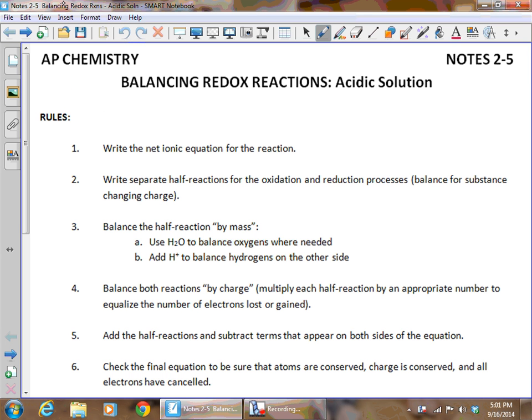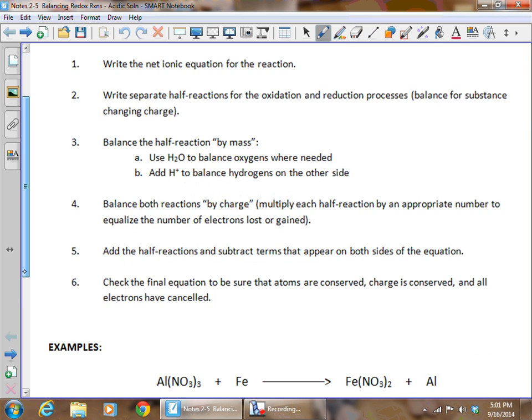Today we're going to talk about balancing redox reactions, and specifically in acidic solution. There are a variety of rules that you can go by in order to balance these reactions, and I'll be referring back and forth to these, but in all honesty, I don't just sit and read through them because you can do that on your own. What we're going to do is just start using these rules to balance some of these redox reactions, and I'll discuss the rules as we go.